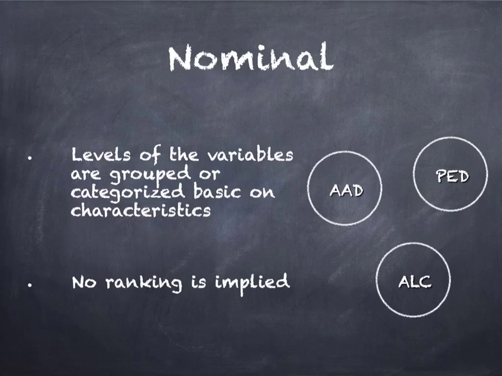There's no ranking implied. So I broke up here, to give you an example, 3 different majors: athletic administration, the doctorate in physical education, and advanced level coaching. So you have three different majors being demonstrated here. Gender would be an appropriate nominal variable, trained versus untrained would be an appropriate nominal variable, department, major, anything where no ranking is implied. There's no higher order or lower order.